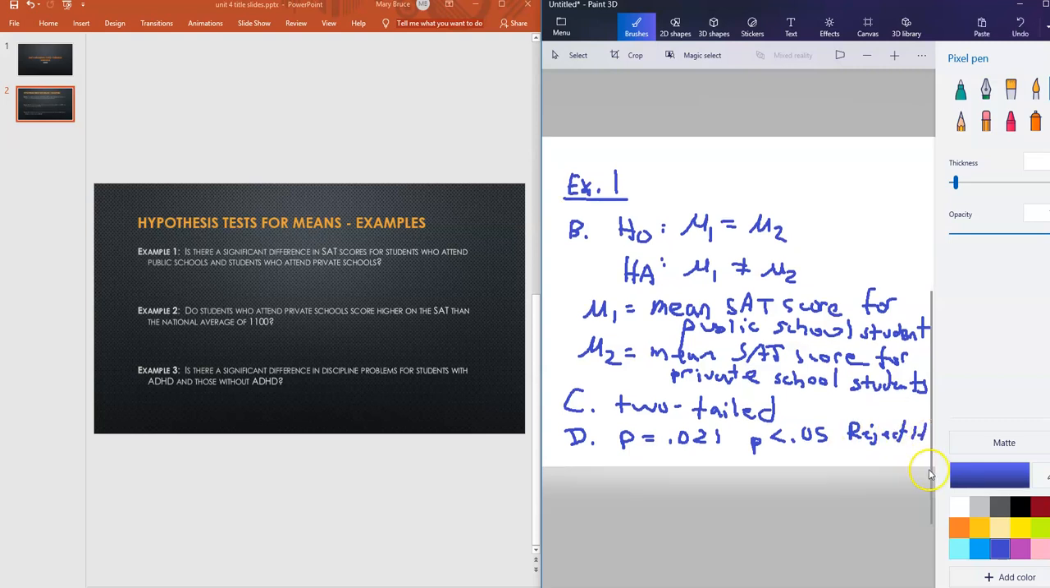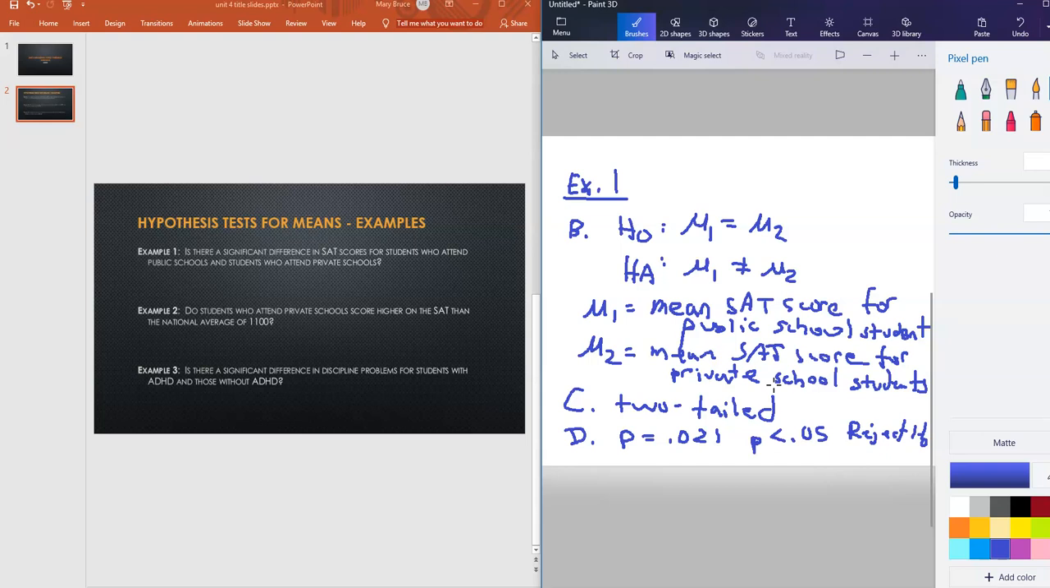And so your conclusion would be that you have sufficient evidence. I'm out of room to write all that in, but your conclusion in your discussion would be that since your p-value is less than 0.05, you have enough evidence to say that there is a significant difference in mean SAT scores for students who attend public schools and mean SAT scores for students who attend private schools.